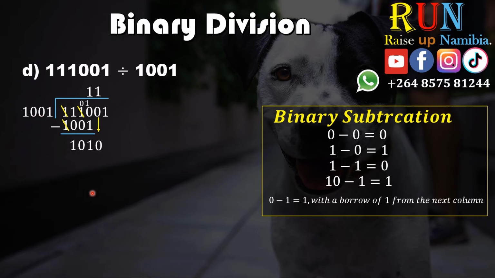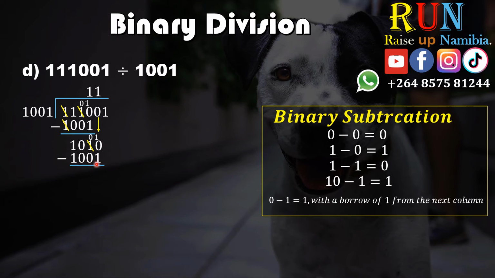Okay? So with that said, this number that we wrote down, we multiply it again into this 1001, which will give us 1001. We draw our line and then we subtract. What is 0 minus 1? We need to borrow first. So we cancel out, because 0 minus 1, remember the rules. 0 minus 1 is what? Is equals to 1 with a borrow of 1 from the next column. So we need to borrow here, which will become a 0, and then we have 1 0.